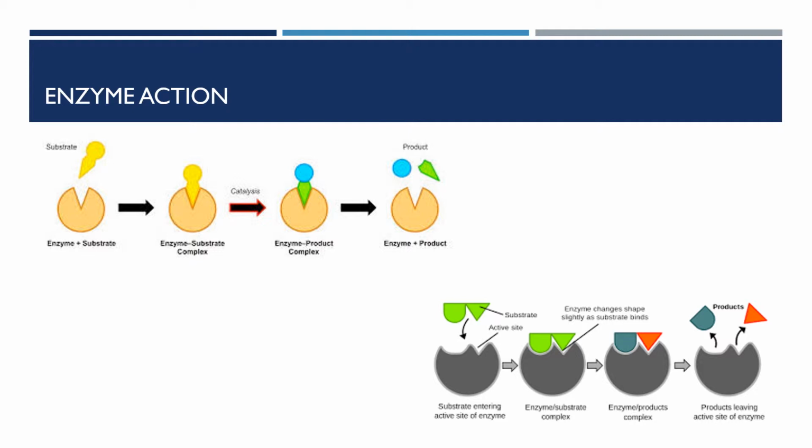Now the second type is called the induced fit model, and I mentioned this at the beginning of the video. Now, the substrate entering the active site, as you can see, is not 100% matched like the first picture shows. However, the enzyme is able to adjust slightly and change shape as the substrate binds, forming your enzyme substrate complex. The enzyme produces the products, and then the products leave the site of the enzyme.